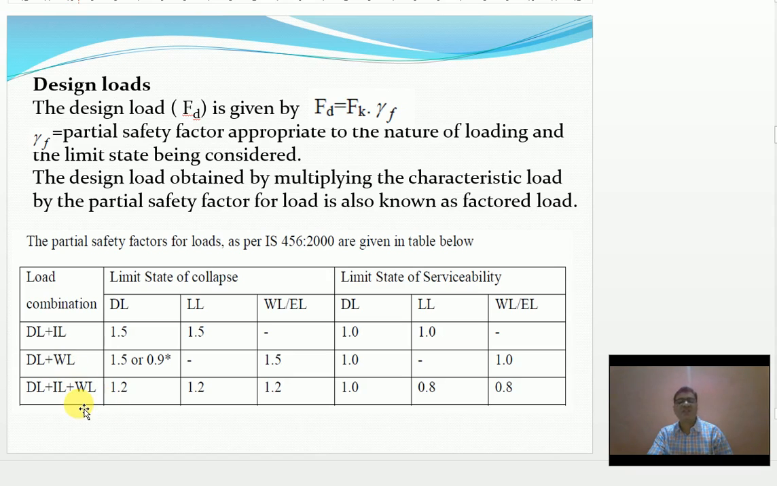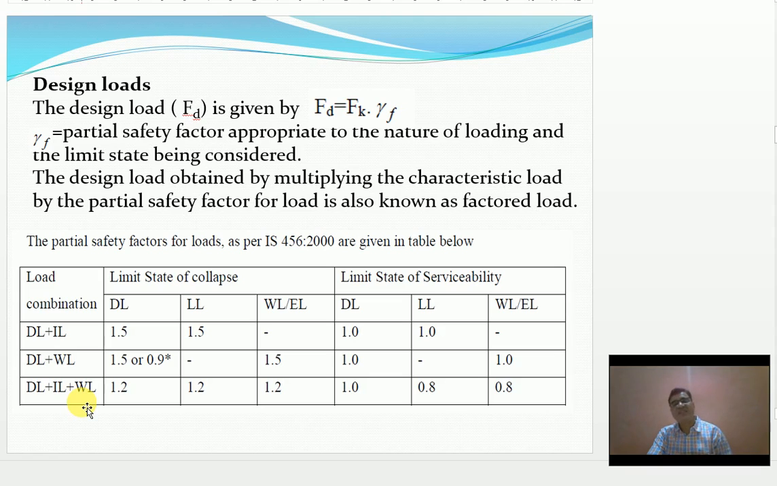When you consider three loads like dead load plus imposed load plus wind load, then the multiplication factor, that means load factor, is 1.2 for each load. Now when we consider earthquake load, the wind load is to be replaced by earthquake load. If you calculate, you will find that at limit state of collapse there will be a total of 13 combinations for wind load, if we design it for wind load.